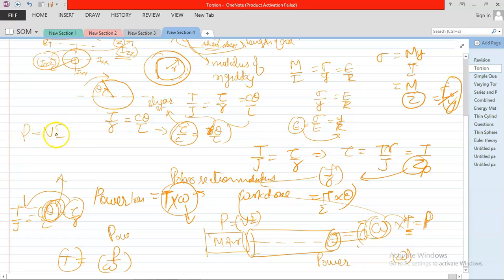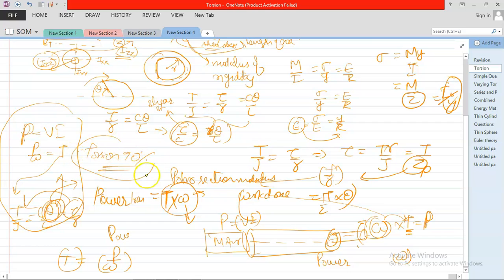So suppose the motor is supplied at V voltage and given current I. You can get the power of the motor, divided by omega, you get torque. Then torque you put in this equation, you can get shear stress and also angle of twist. So I hope you understand. If you got this, your torsion is around 90% completed. Every question comes from this only.